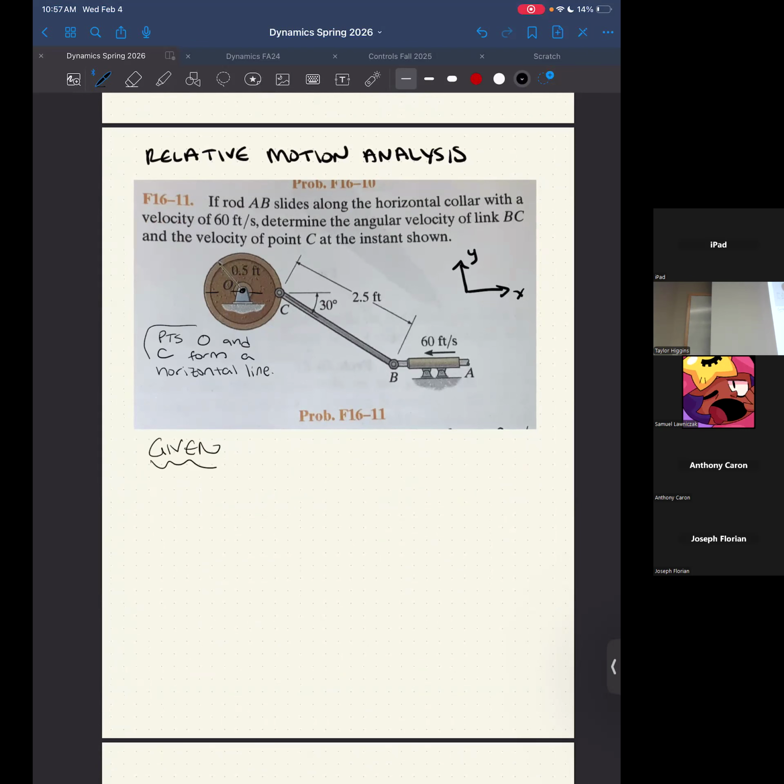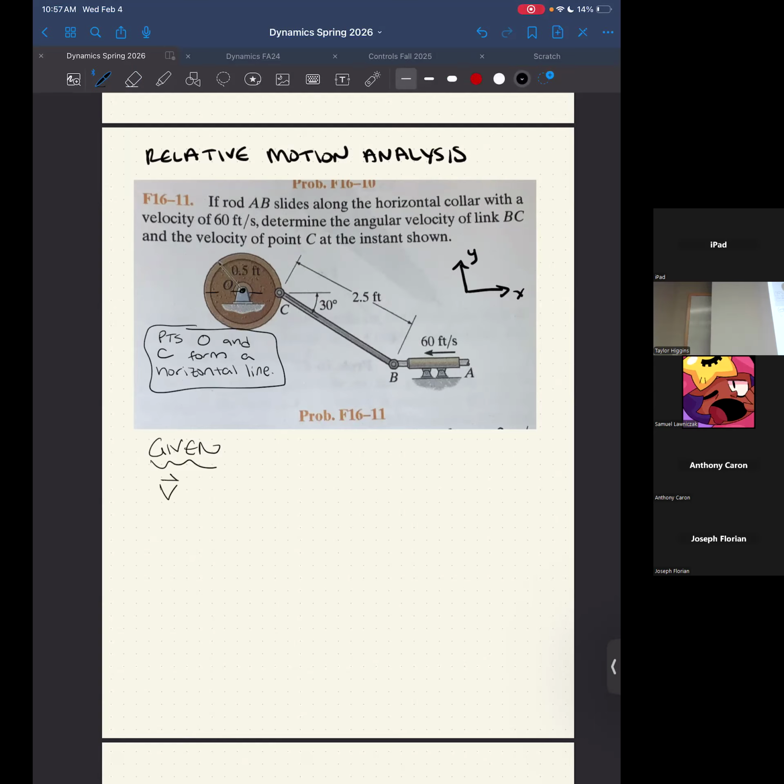Oh, and then the problem, I didn't appreciate the problem statement. They really should tell you that points O and C form a horizontal line. So those are perfectly horizontal to one another at the instant shown, and you'll need to know that. All right, so I'm being told about how this object that's doing pure translation, I'm told about its velocity.